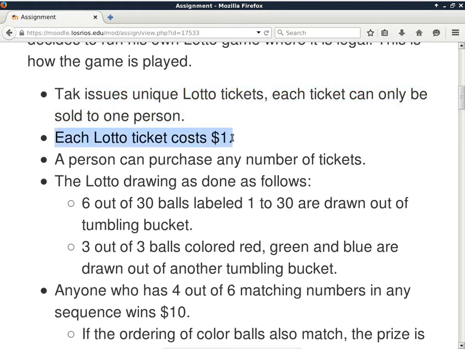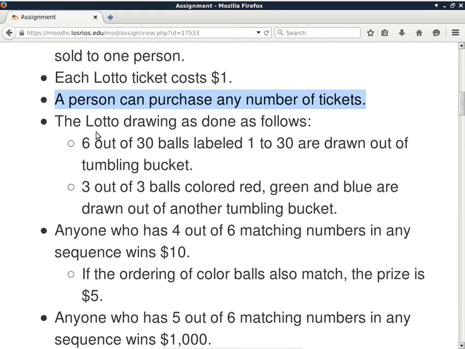Each Lotto ticket costs $1. It's just a unit of how much it costs. A person can purchase any number of tickets. It's not really particularly useful, but it's part of the rule. Anyone can buy any number of tickets. And this is the important part.